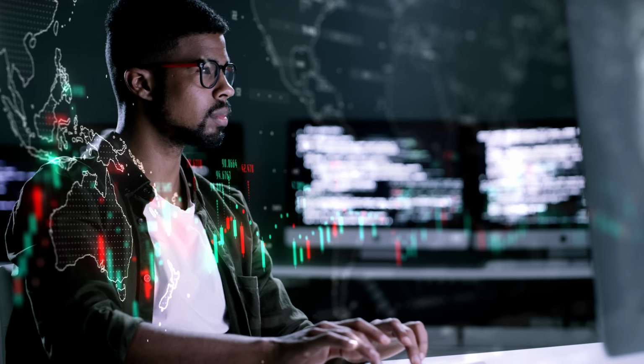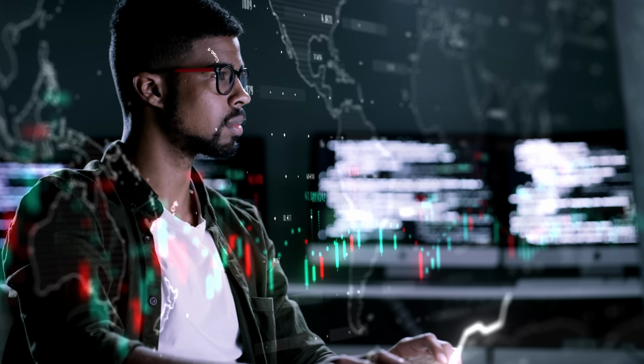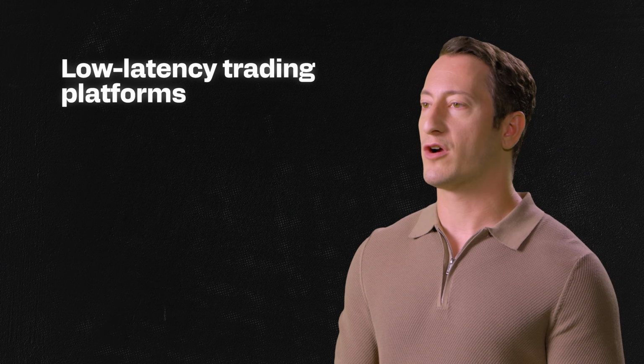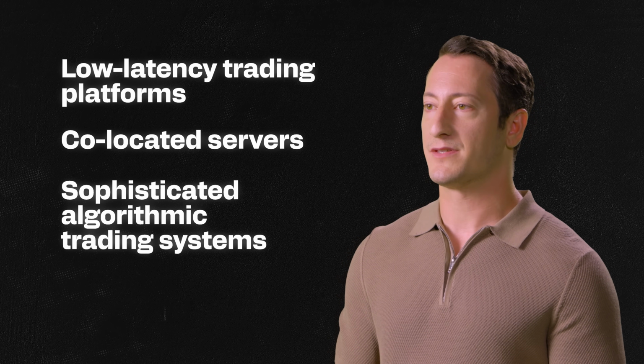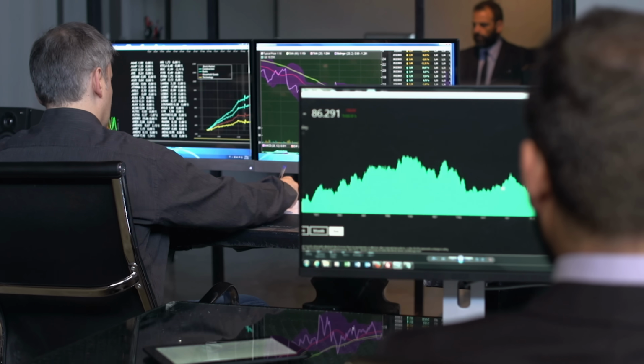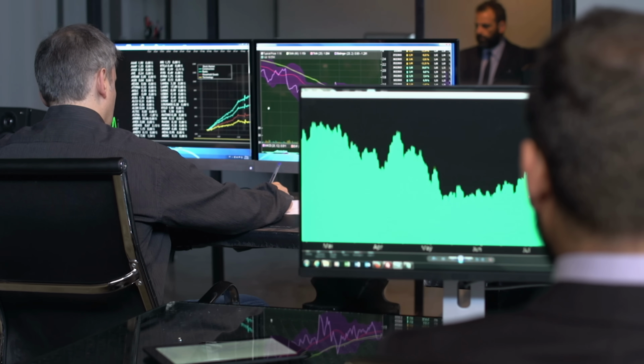Technological edge. In today's high-speed trading environment, having superior technology can provide a significant edge. This includes low-latency trading platforms, co-located servers, and sophisticated algorithmic trading systems, even keyboard hotkeys. Technological edge exists because of the arms race amongst traders to execute trades faster and more efficiently than others. Technological edge increases speed, and in this world, every microsecond counts.